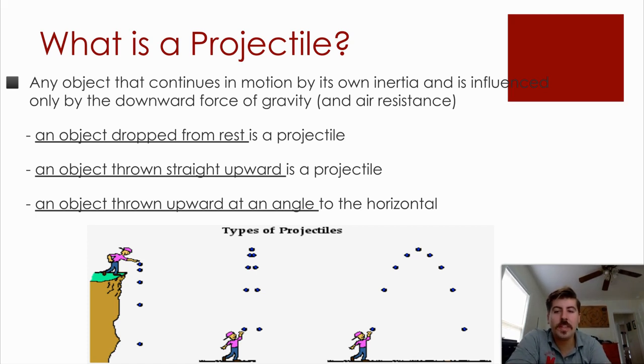An object thrown upward at an angle to the horizontal is also going to be a projectile. All of these things are continuing in their motion by their own inertia. So they were thrown, they were let go, and the only thing that's affecting them right now is gravity and their own inertia from the initial throw. So let's keep moving forward.